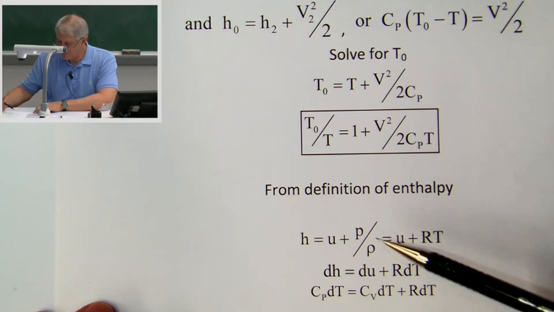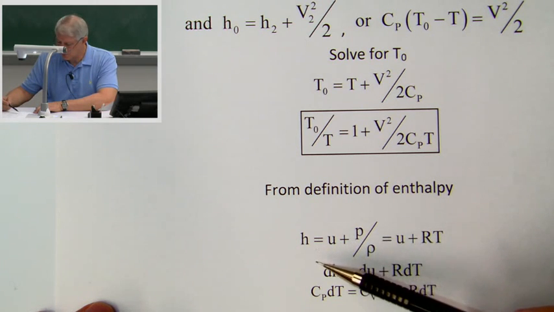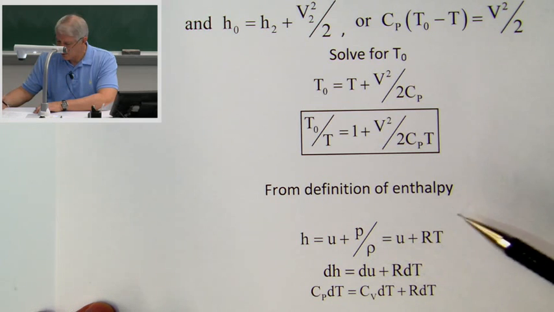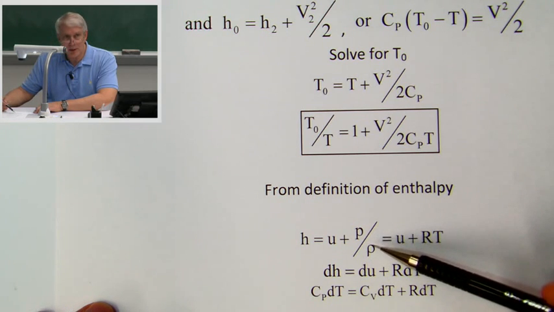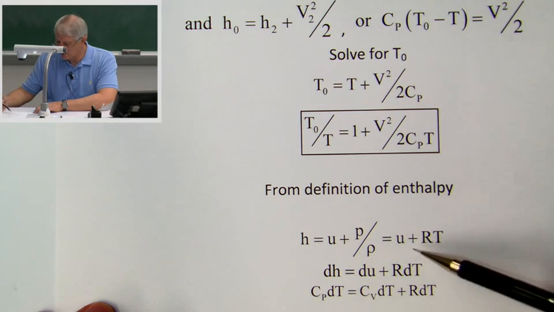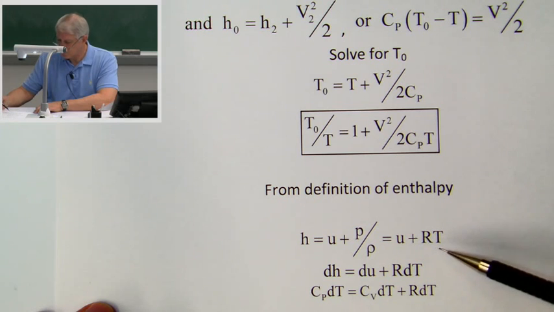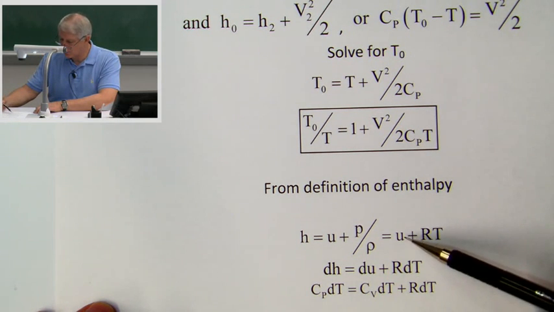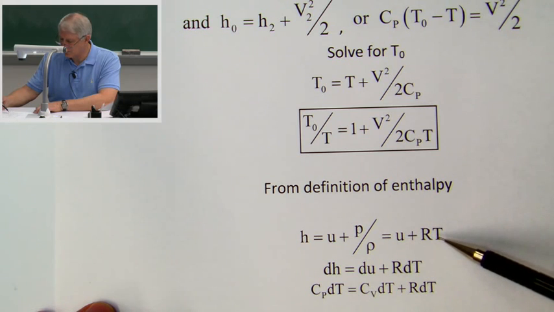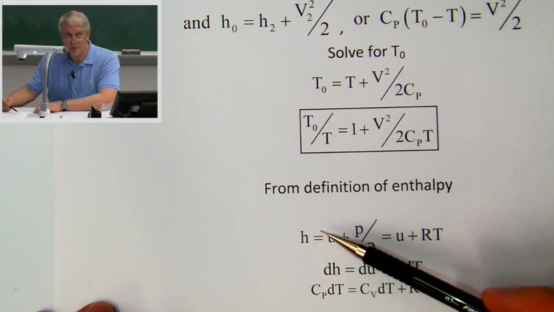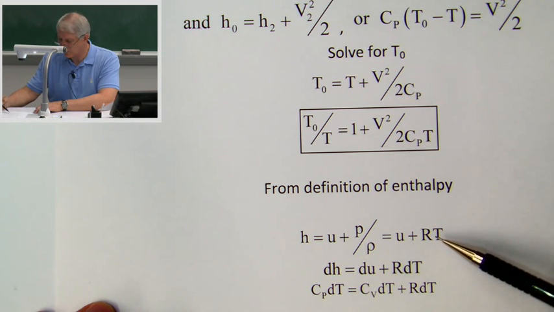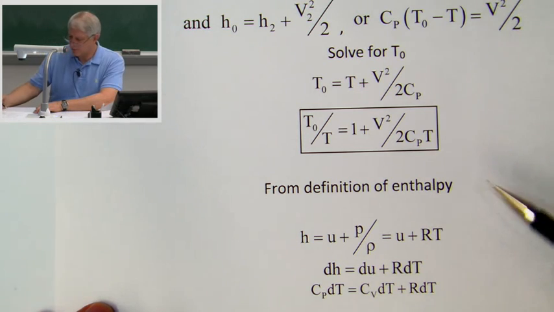If we take the definition of enthalpy, where H is U plus P over rho, which we've talked about before, if we have an ideal gas, then P over rho is equal to RT, so H is equal to U plus RT. Something to note here is that U is a function of T, and obviously RT is a function of T. So for an ideal gas, the enthalpy is a function of temperature only. We can look it up for any pressure, and as long as we know the temperature, it'll give us the correct enthalpy.